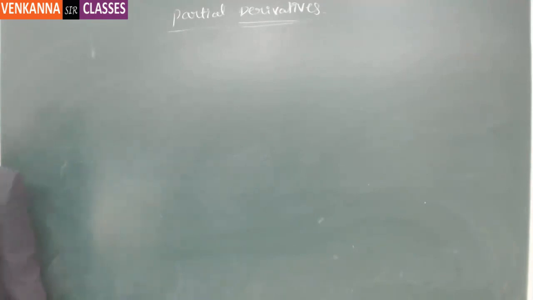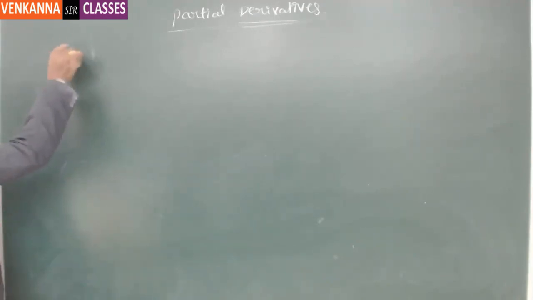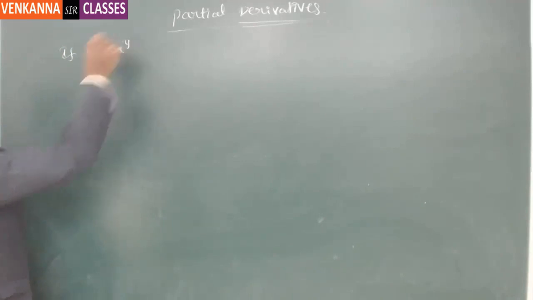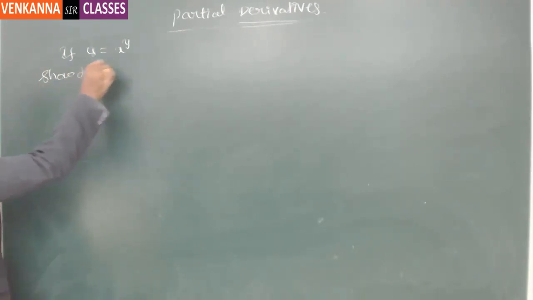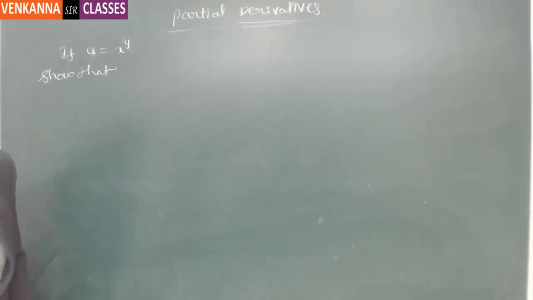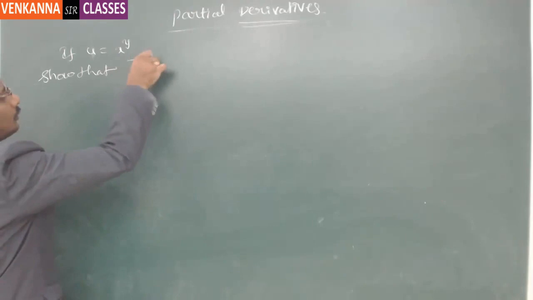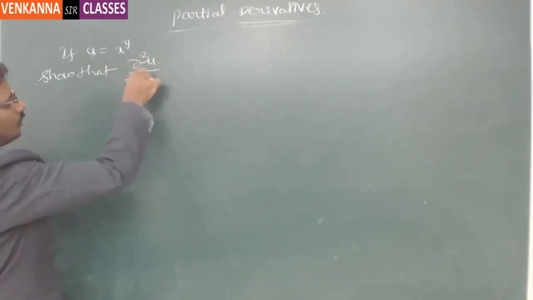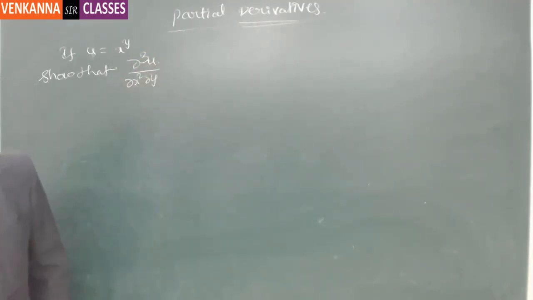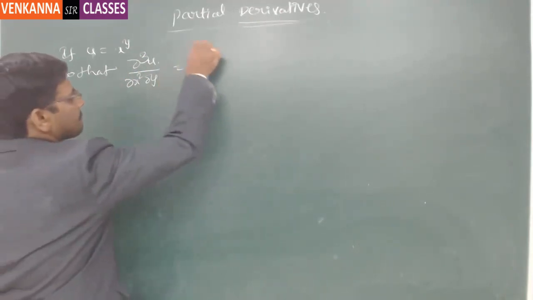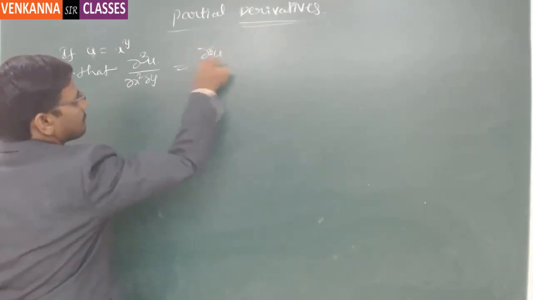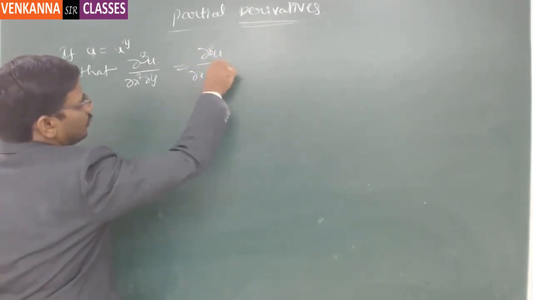If u is equal to x^y, show that ∂³u/∂x²∂y is equal to ∂³u/∂x∂y∂x.